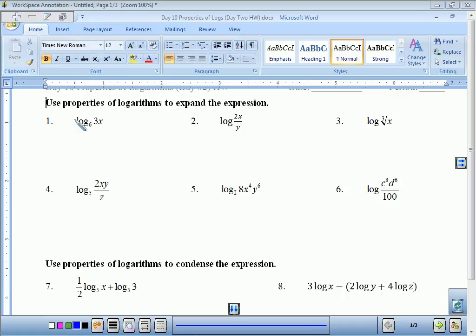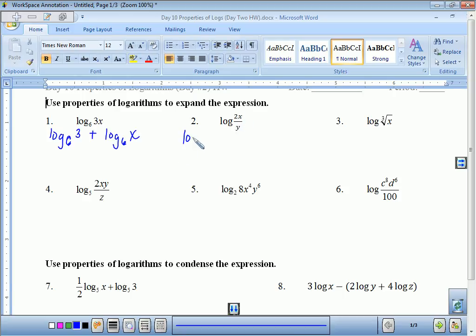Because a logarithm solves for an exponent, we use those rules for exponents. The exponent rule said when we multiply like bases, we add the exponents. So we can rewrite this as log base 6 of 3 plus log base 6 of x. Okay? The second one. This is division and multiplication.